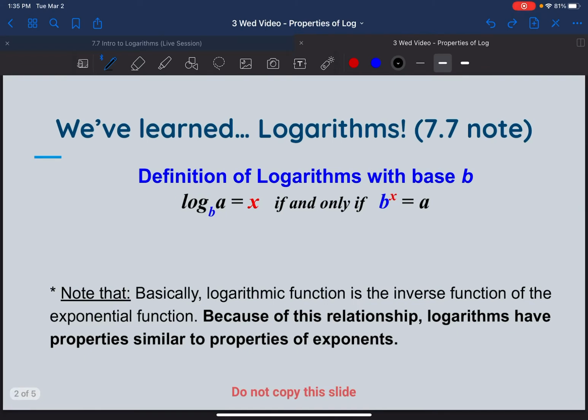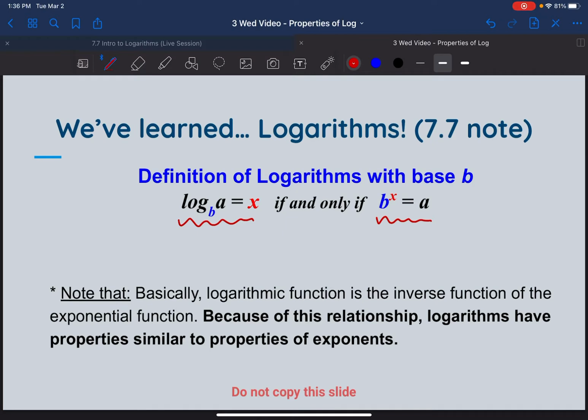Let's go over the definition. You don't have to write this slide because you should have it already. This is from 7.7. We went over the definition of logarithms with base b on Monday and Tuesday, right? When we looked at the definition and did the homework, we realized that a logarithmic function has a relationship with exponential functions. For example, if we have log functions, we were able to convert them into exponential functions, or vice versa, right? If we have an exponential function, we can convert it into a logarithmic function.